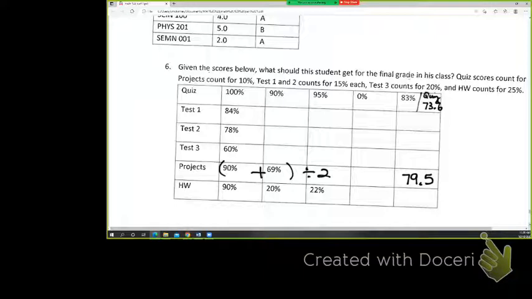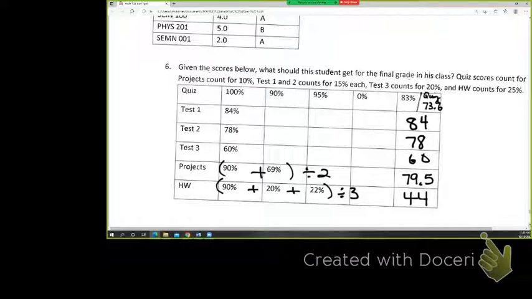And then for the homework, we had a 90, a 20, and a 22. Those homework scores are not very good. So we would add all 3 of those together. And then after we add them together and hit equal, which the parentheses are to help me remember to hit equal, then we would divide by 3 because there's 3 scores. And we get 44. You don't have to, but you could write your other numbers over here so they're easier to see. There's only one of those.